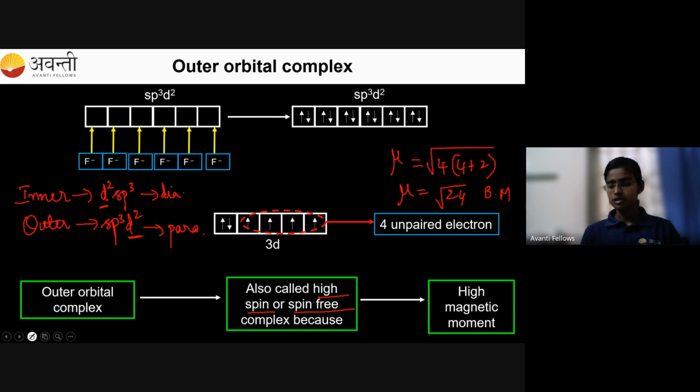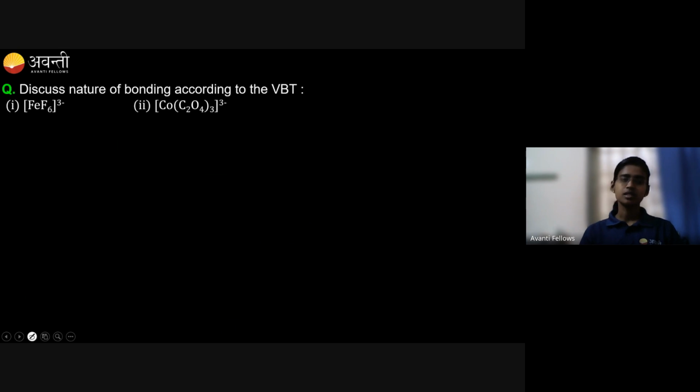Clear, students? So I'll show you some questions. Take down these 2 questions and solve them as an example. [Fe F6]3- and [Co(C2O4)3]. What is the name of this ligand C2O4? This is oxalate, an anionic ligand with a 2- charge. This is your oxalate ligand, and this is your fluoride ligand. Fluoride is a monodentate ligand, and oxalate is a bidentate ligand.